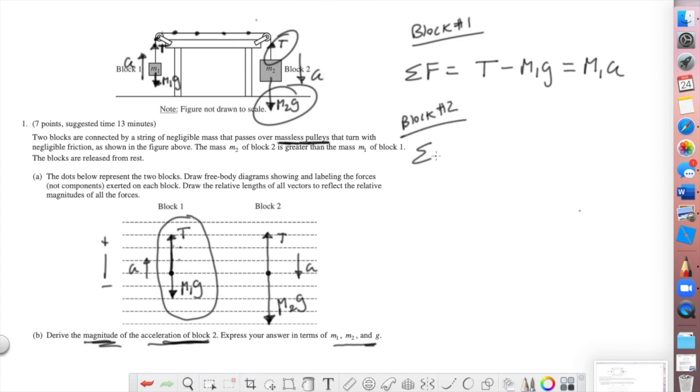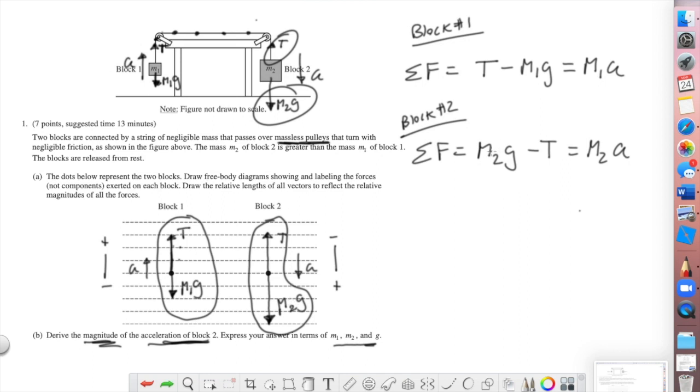Now we're going to look at block number 2. We're going to do the same thing. We're going to sum forces. Now for block number 2, the acceleration is downward. So we're going to say down is plus, up is minus. We want the acceleration to be positive on both sides. So this is going to be M2G minus T equals M2A. We made the accelerations positive, so that's nice. We don't have to make acceleration negative because in both situations we said acceleration was positive.